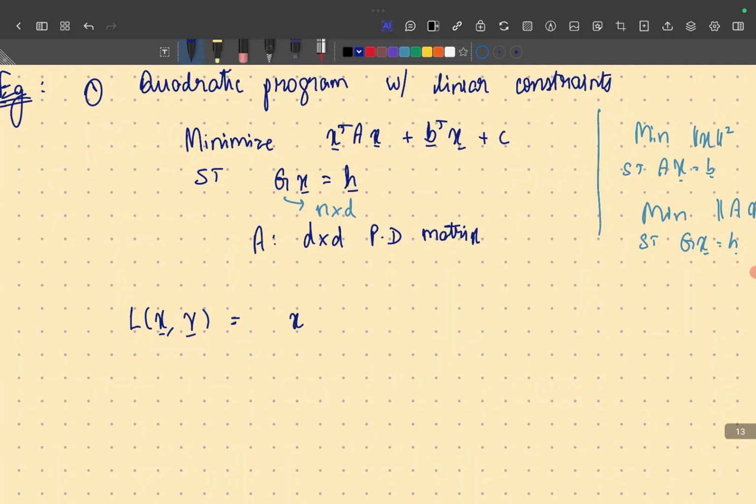So this can be written as x transpose Ax plus b transpose x plus c plus, again, instead of writing it out as a summation, I can represent the linear combination of the Lagrange multipliers with the equality constraints as just one inner product between nu and Gx minus h. Okay, so hopefully it's okay up to this particular point.